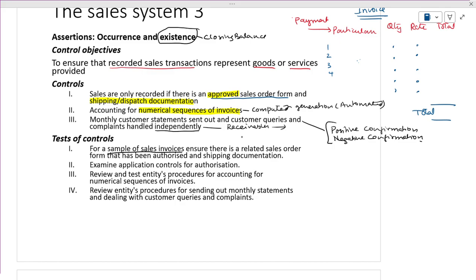Yeah. For a test of controls, for a sample of invoices, whatever we have done here, whatever the controls are, we will test those controls. That's all. We will check whether the sales order has been authorized and whether there is shipping documentation. This is what happens with respect to the first control.